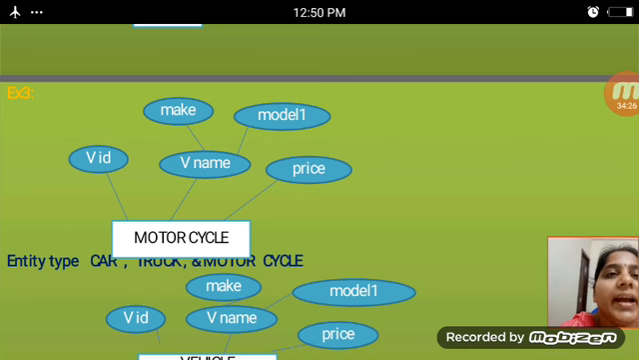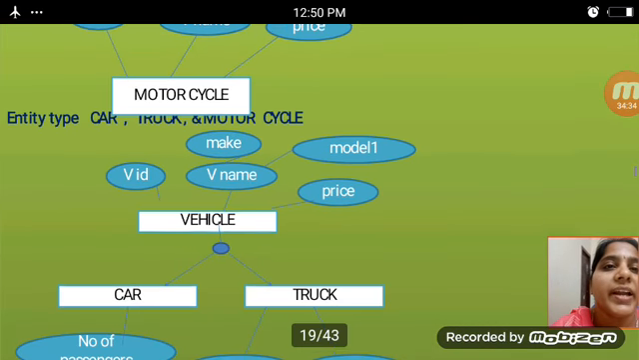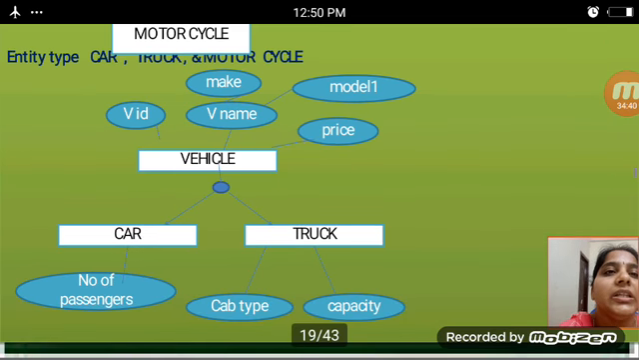Motorcycle: vehicle ID, make, vehicle name and model, and price will be there. In these above three examples, we are connecting with this entity type: car, truck, motorcycle. I am connecting the above three figures with this vehicle entity. First I have shown the figure vehicle, and then as the second example I am taking the car, and then as the third example I am taking the truck.